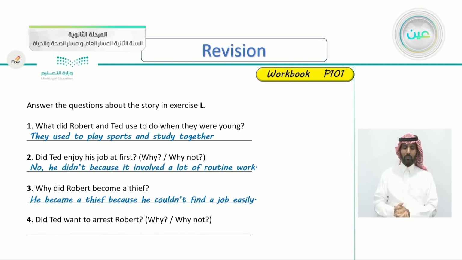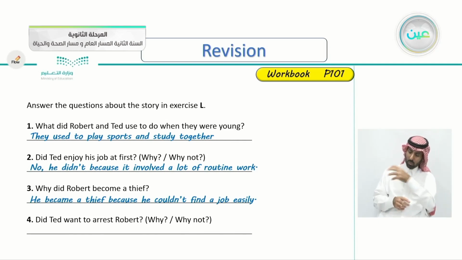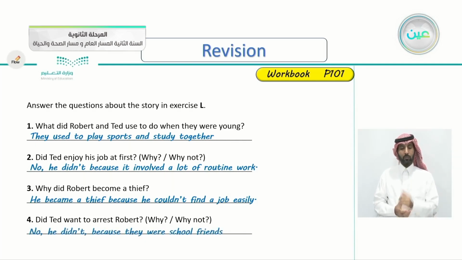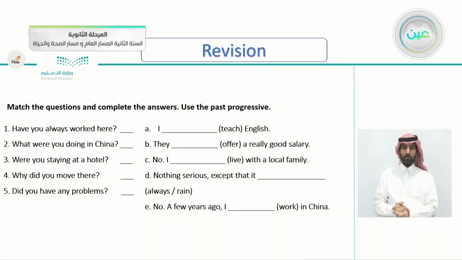Did Ted want to arrest Robert? Why or why not? When he saw Robert running out of the bank, did Ted want to arrest Robert? Yes or no? Why or why not? Okay, let's check the answer together. No, he didn't, because they were school friends. Because they were school friends, he didn't arrest him. So here's another exercise for you. Match the questions and complete the answers.